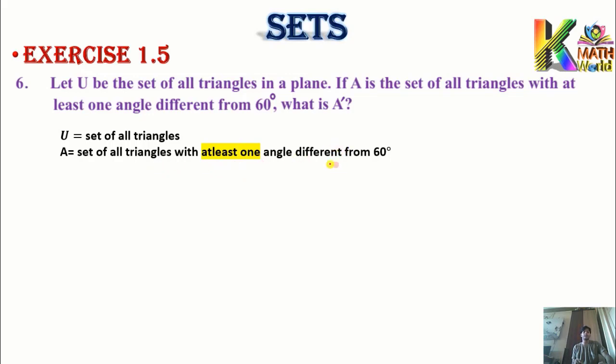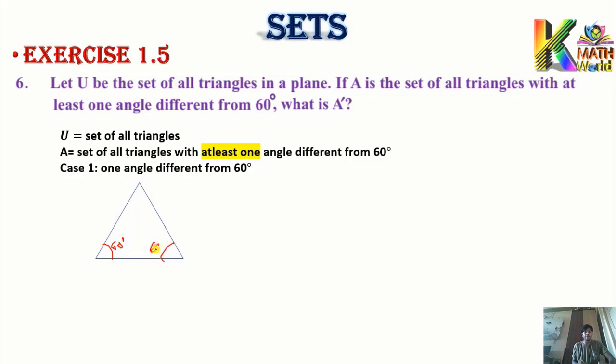A triangle has three angles, so you get three possibilities: one angle different from 60, two angles different from 60, or all three angles different from 60. See case 1: one angle different from 60. It means two angles are already 60 degrees. If two angles are 60 degrees, then the third angle must also be 60 degrees. But then no angle is different from 60, so this triangle does not belong to set A.